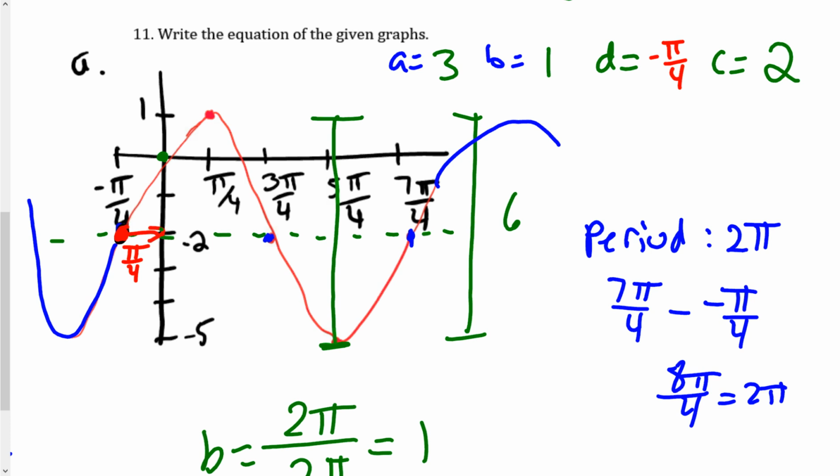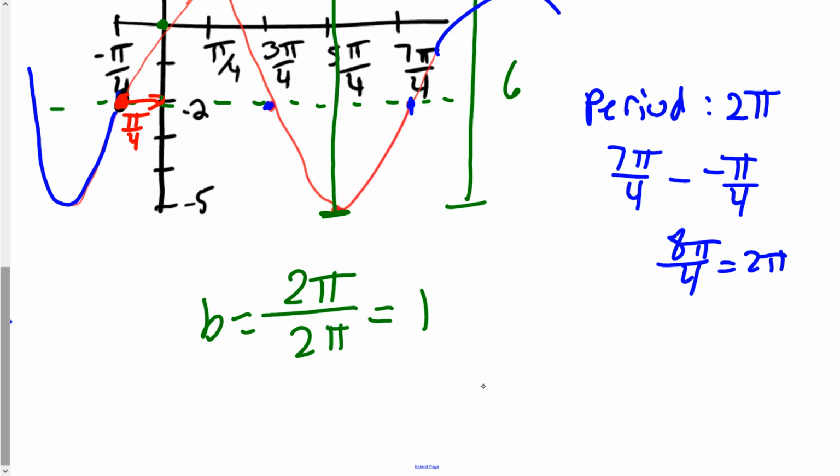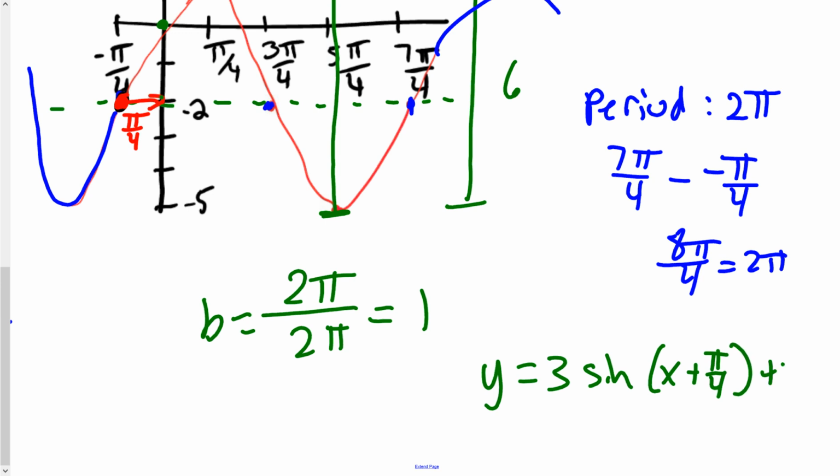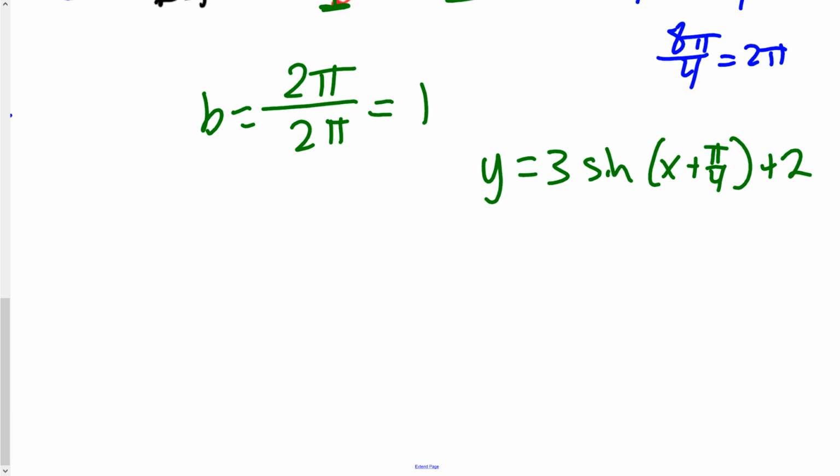All right, so now we can go ahead and write our equation. So y equals our a times our trig function, and then we have our b, which is 1, and then our shift over, which is pi/4, so that's positive pi/4 because that's how much I have to shift it over, and then my c is +2. Okay, and then if you want to, you could make sure of this by graphing it, right?